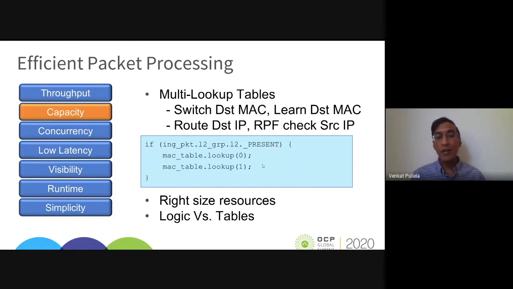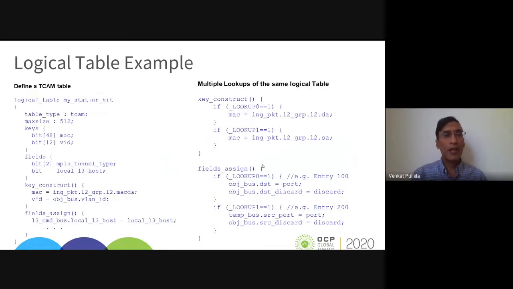So again, resources, what kinds of resources, where they are in the pipeline becomes very important. Otherwise, you'll have match action tables with match being wasted or action being wasted, okay? So moving on, a quick example of a logical table.